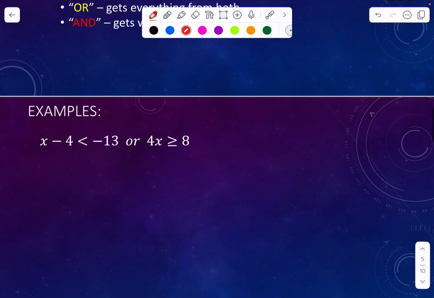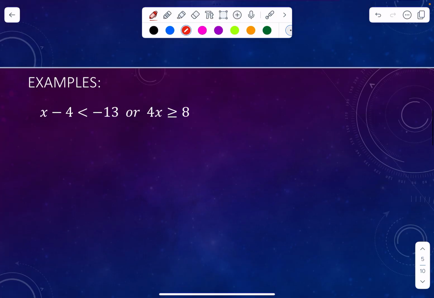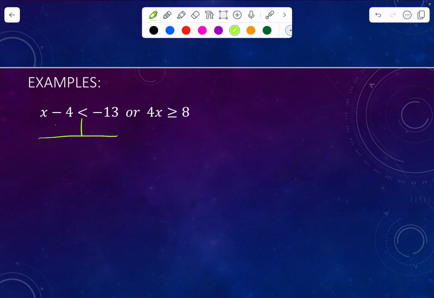Okay, so here we go. Let's give it a shot. On this first one, I'm going to start over here, and I'm going to solve this first inequality. To solve that, I'm going to add 4. So that would get me x is less than -9. And I'm actually going to go ahead and just graph that real quick. So I have -9, 0, and 9. It'd be an open circle, and it would be to the left.